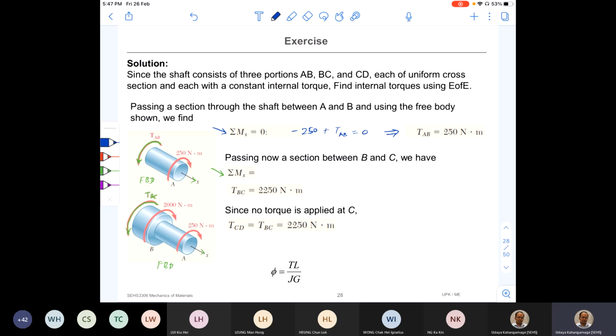So in fact, the sum of Mx should be equal to 0, right? So 250 is going to create a negative moment, so negative 250, and 2000 also creates a negative moment, negative 2000, and TBC creates a positive moment, positive TBC. That should all be equal to 0. Once you simplify, you get this answer.